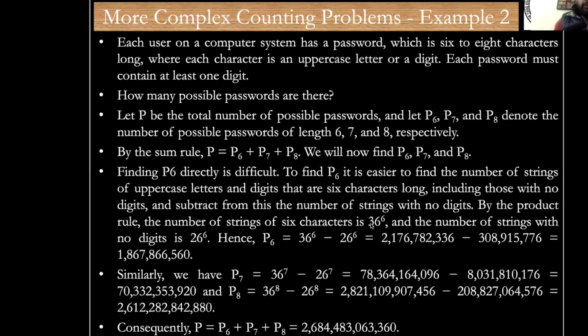So by the product rule, the number of strings of 6 characters is 36 to the power 6, and the number of strings with no digits is 26 to the power 6. Hence, P6 is 36 to the power 6 minus 26 to the power 6, which is equal to subtraction of these numbers, and this comes out to be 1,867,866,560 different possible passwords.